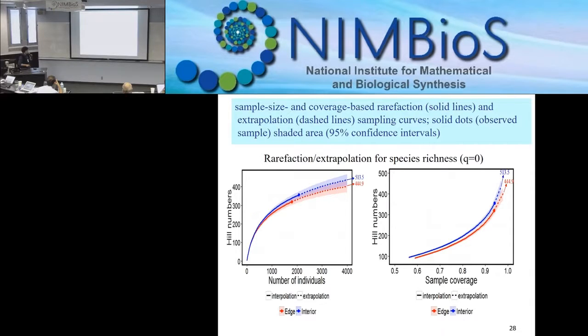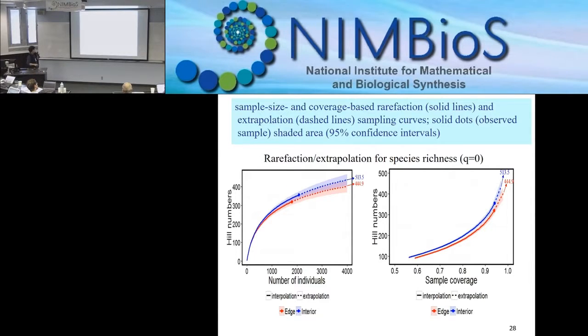This is based on sample size standardization. And we have the shaded area, which means the 95% confidence interval. So from this curve, we can easily compare these two habitats. And the number after the arrow sign means the asymptotic estimate of species richness. In statistics, we can infer how many species were not detected in the sampling data. So this is the traditional standardization based on standardizing the number of individuals or sample size.